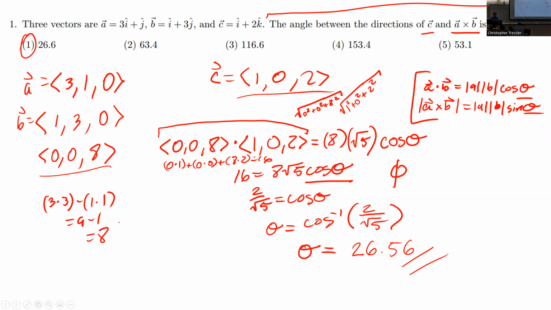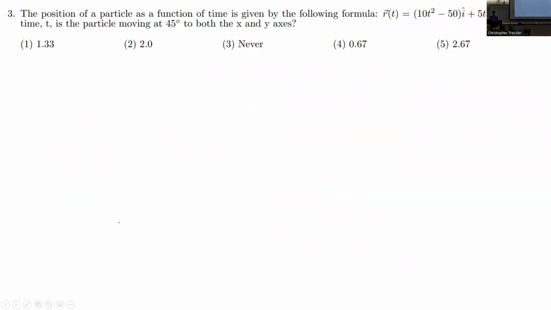Hello, welcome. So now we have another question. It says the position of a particle as a function of time is given by the following formula, and we have this vector function right here. You notice it's a vector because it has the i and the j. At what time t is the particle moving at 45 degrees to both the x and the y axes? So now, okay, we've got to actually think about this first.